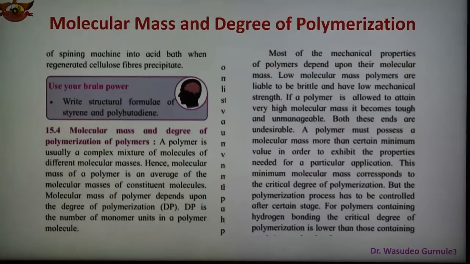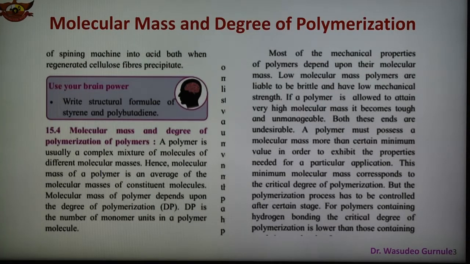So the first part is the molecular mass and degree of polymerization. As we know, what is the molecular mass of the polymer? A polymer is a macromolecule, that is a high molecular weight or high molecular mass compound. There is a difference between a macromolecule and a polymer. Macromolecule and polymer both are high molecular mass compounds, but a repeat unit is present in the polymer.